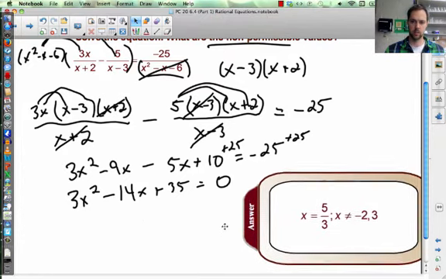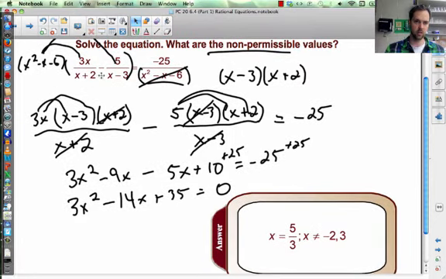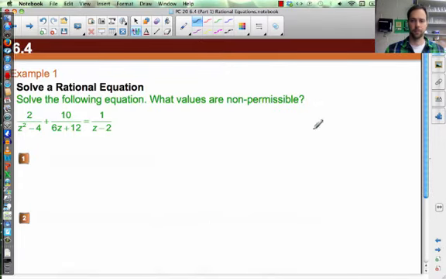And here are your answers. And we forgot to talk about non-permissible values, but based on these two denominators and this denominator, because it factors out to that, your values of x can't be negative 2, because that'll make this 0, and it can't be 3, because that'll make that 0. Okay, there you go. And here's example 1, the one we meant to do first.